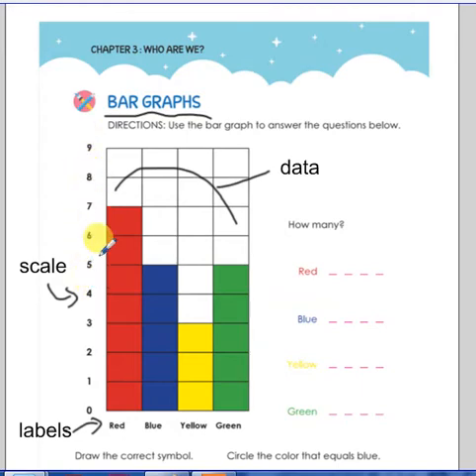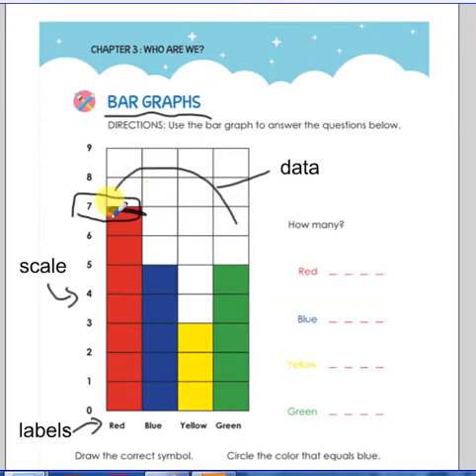When you see your ruler, the ruler is like this. We use a scale to count the data. From up or from down? Yes, from down. From 0. Can you count with me? 0, 1, 2, 3, 4, 5, 6, 7. So the number of red is 7. The red reaches this line.